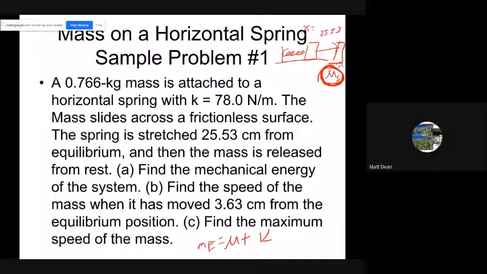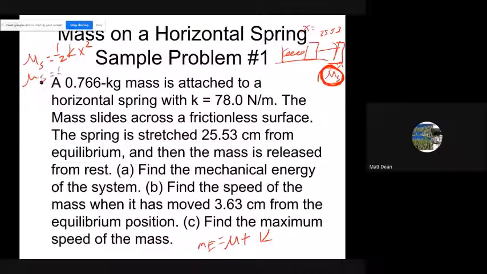So at this point, at maximum amplitude, all of the energy, all of the mechanical energy of this system is elastic potential. And we can calculate how much elastic potential energy there is using the equation elastic potential energy equals 1/2 k x squared.